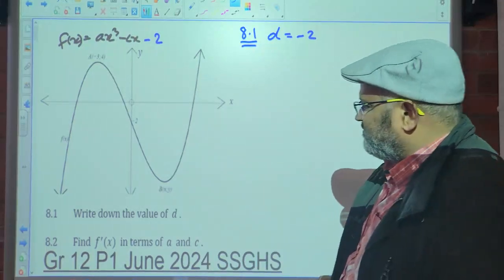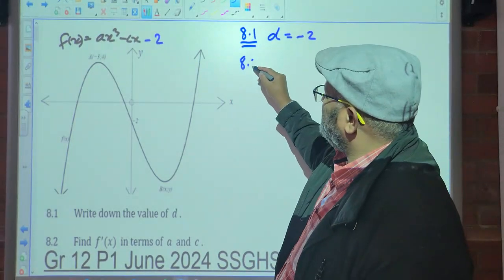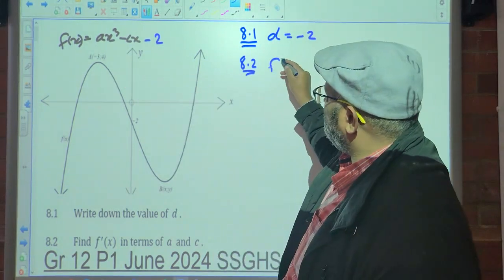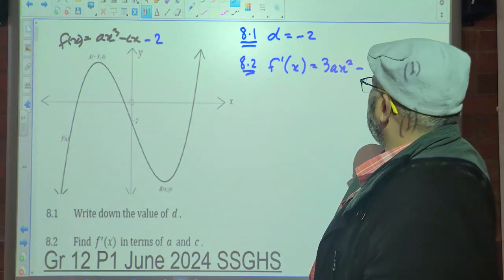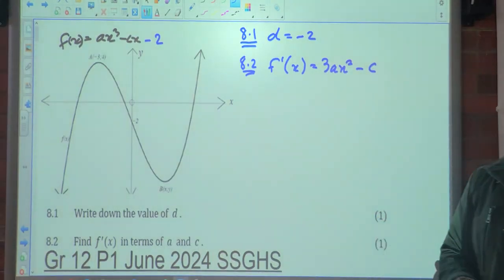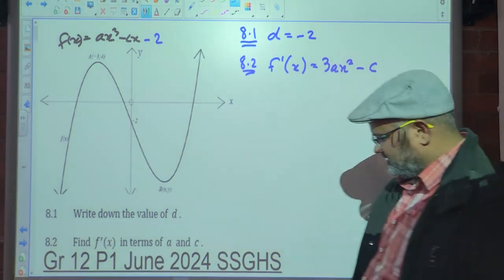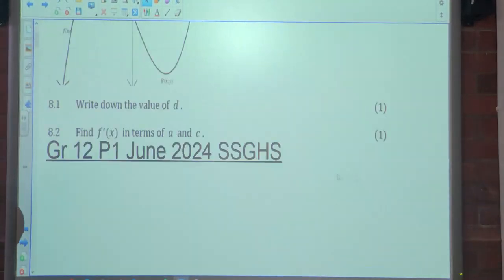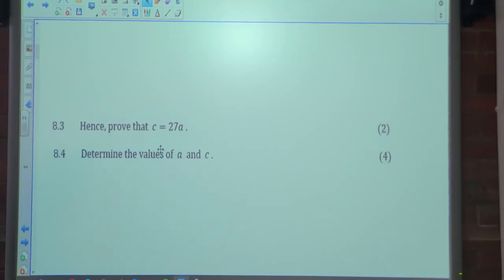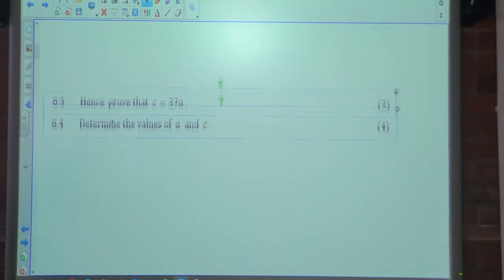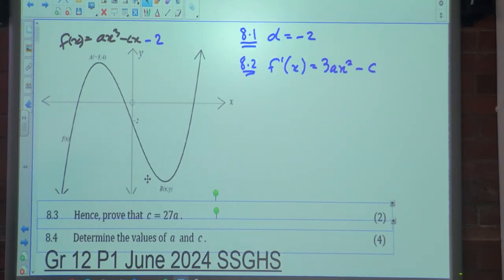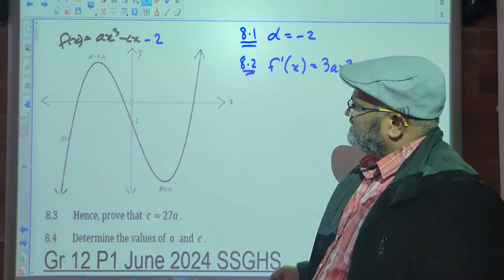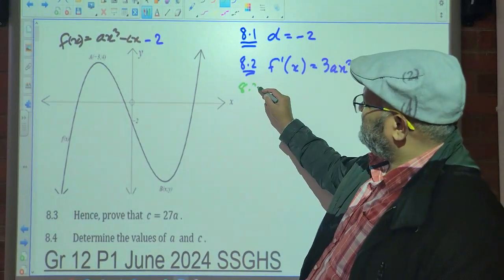Find f prime of x in terms of a and c. So 8.2, apply my derivative. f prime of x is going to be 3ax squared minus c. The derivative of a constant, of course, is 0. Alright, let's carry on. The question says, hence prove that c is 27a.